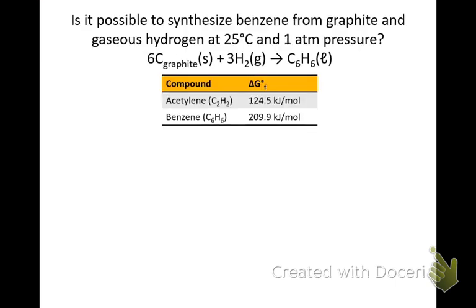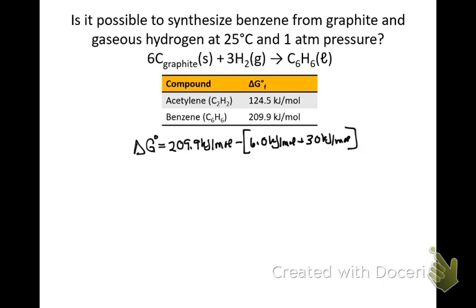Okay, and finally, is it possible to synthesize benzene, not from acetylene, but here from graphite and hydrogen at 25 degrees C and 1 atmosphere pressure? All right, so once again, is it possible? That means let's find delta G. And we can find this delta G using delta G's of formation. So our products are benzene, so we've got 209.9 kilojoules per mole. And then minus we've got graphite and hydrogen, so that's going to be 6 times 0, because graphite is an element, plus 3 times 0, because hydrogen, H2, is an element.